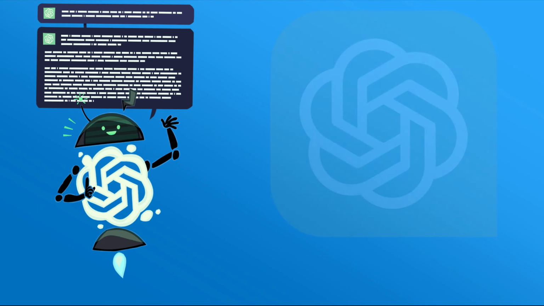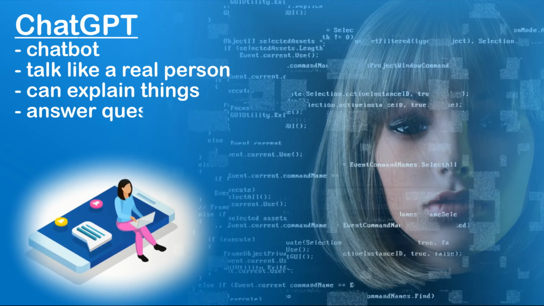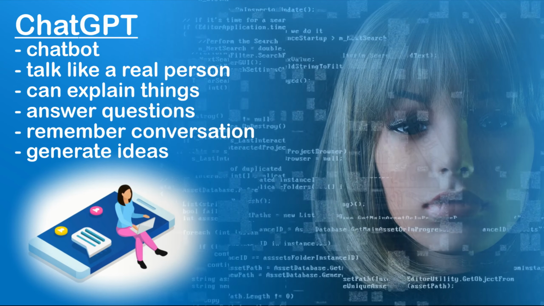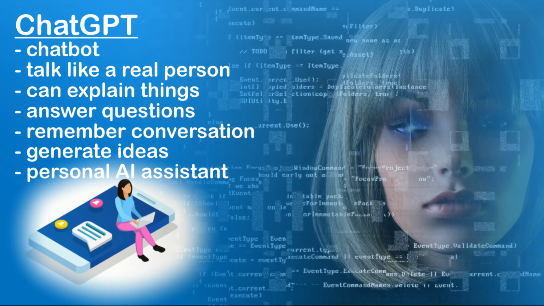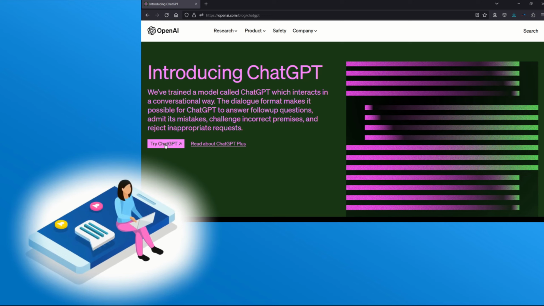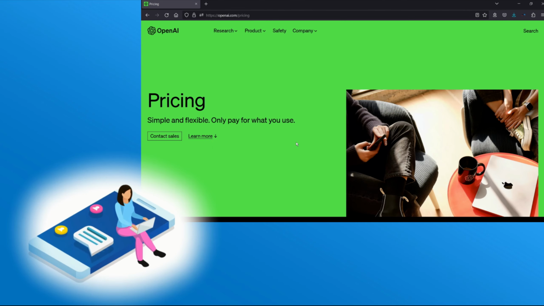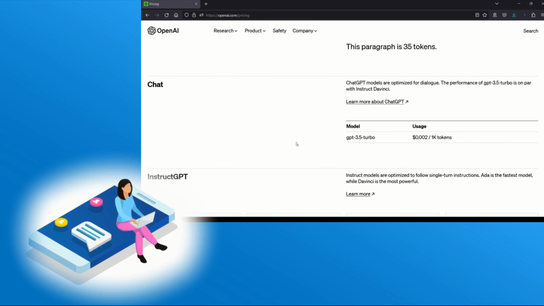For starters, let's refresh some facts about Chat GPT. Chat GPT is a powerful chatbot that can talk with you like a real person. It can explain things, answer questions, remember what it said earlier in the conversation, and even generate ideas for you, acting like your own personal AI assistant. Cool, isn't it? For now, the OpenAI chatbot is completely free. However, OpenAI has said that they might have to start charging for it in the future, and only time will show how much it will exactly cost.